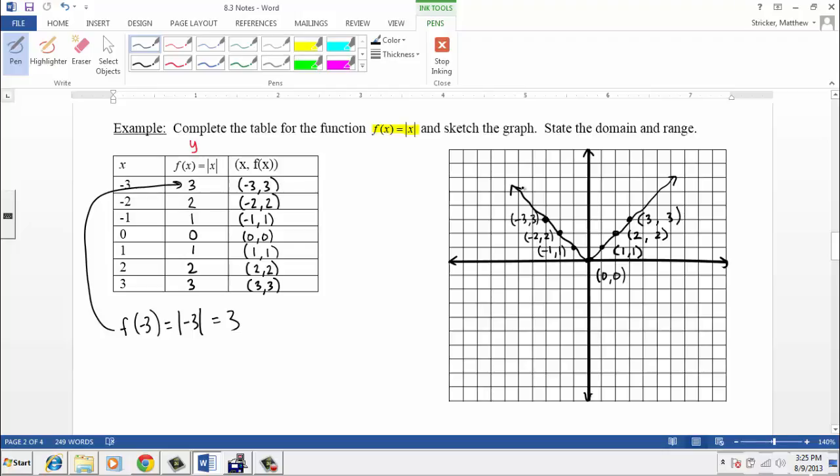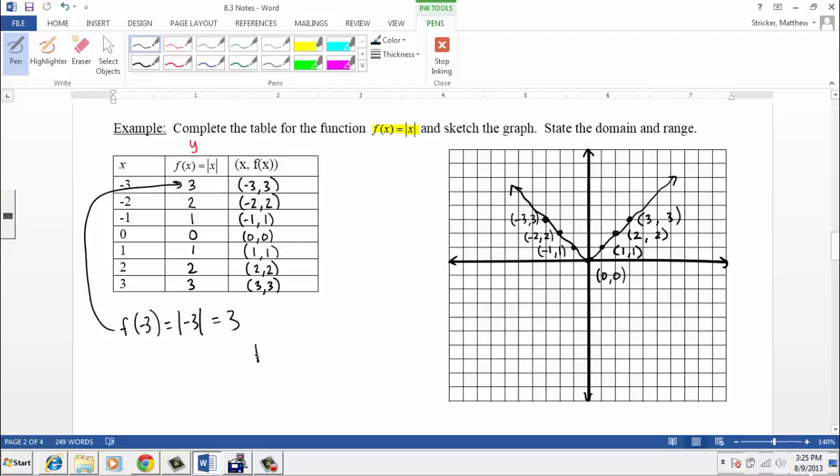In fact, every absolute value function will have this sort of shape. Now, they're not always in the same exact place, but they should always have the sort of V shape. Sometimes they open up, sometimes they open down, sometimes they're shifted right and left or up and down, but they all have this basic shape.